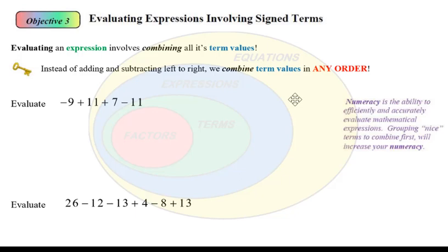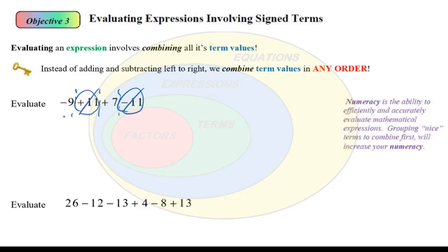So if we have an expression like -9 plus 11 plus 7 minus 11, we look at it instead as four separate terms and realize that these terms can be combined in any order we want. So we're going to look for nice terms to combine and keep track of answers as we go. If we notice we have a positive 11 and a negative 11, well, if we combine those, we're going to get 0, and they're going to offer nothing to our value. So those are easy to combine, and they're easy to keep track of.